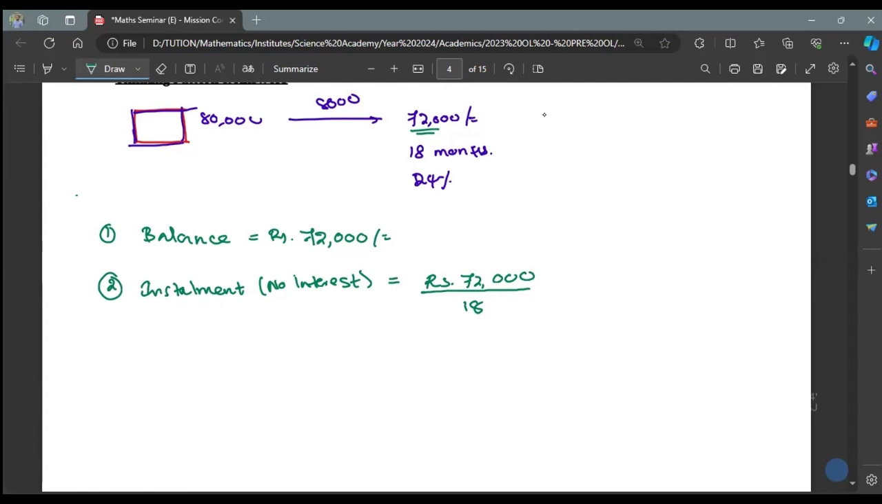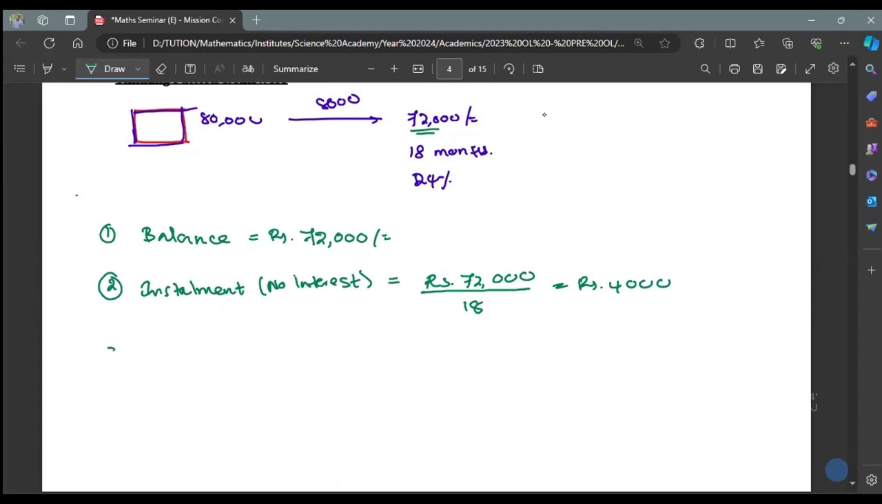72,000 divided by 18 will give you 4,000 rupees. So if you are not paying any interest, Puta, 4,000 rupees is the amount that you should pay for a month. Okay, for a month.